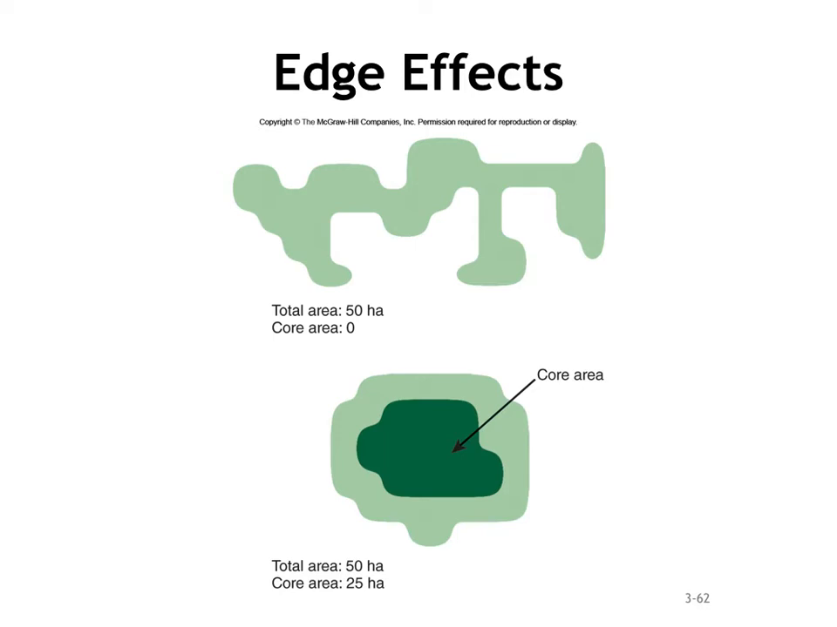Shape can influence the availability of core areas in a habitat area or a preserve. In this figure, note that the total area of the two shapes is the same. The top one has no core area, but a very large surface area for edges. The bottom shape has a well-defined core area.